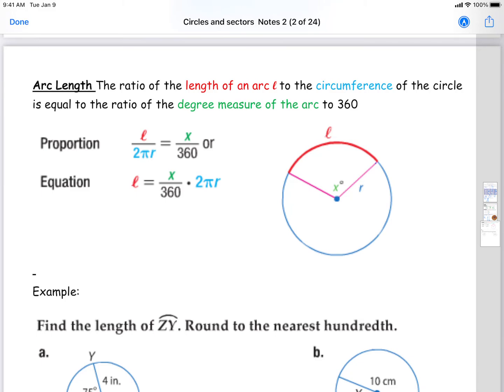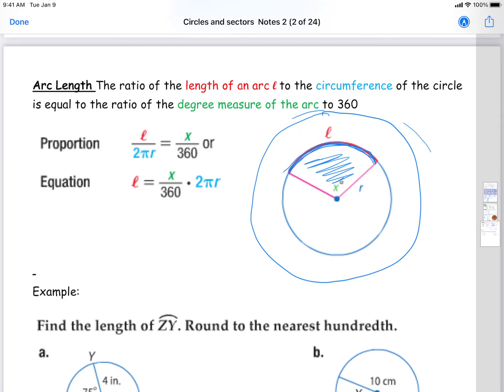If this is what we call our arc length, or L, and I want to think about the length of just this portion, and the circumference of the whole thing, it's going to be the same ratio. This length is opened up by x degrees, this one is opened up by 360. So it maintains the exact same proportion, just like the area of this to the whole area is proportional to the degree of the central angle to 360.